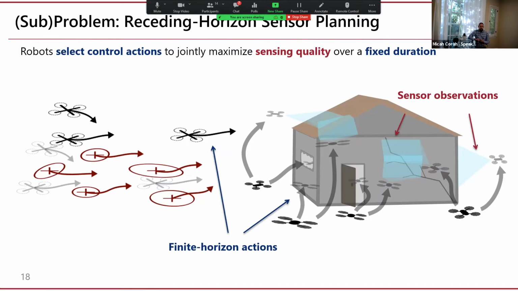Now, I will continue to talk about receding horizon planning problems, but now the robots will employ distributed planners to jointly optimize trajectories to maximize a collective perception reward for either tracking targets or exploring an environment.